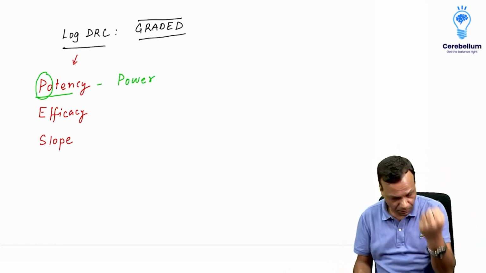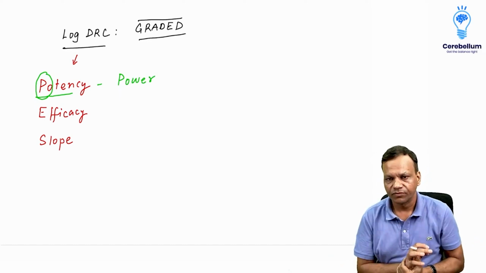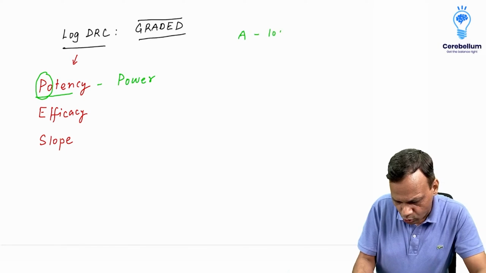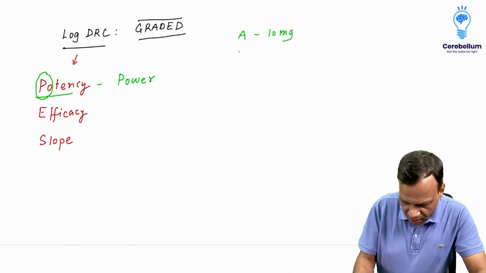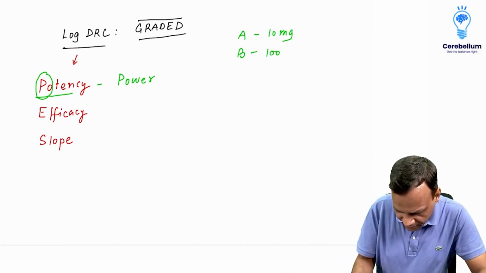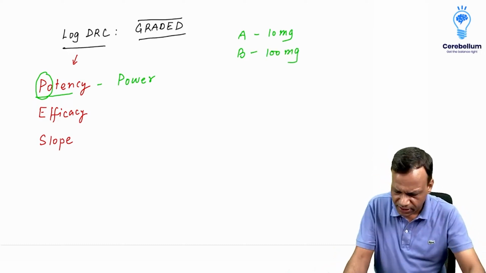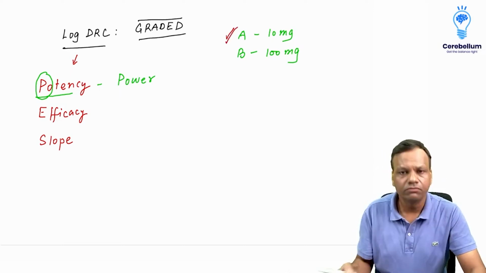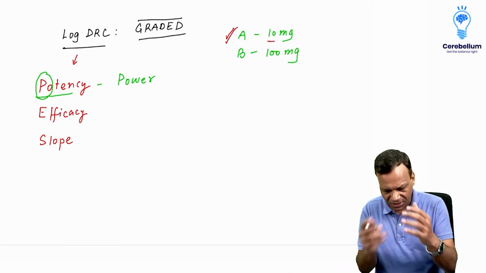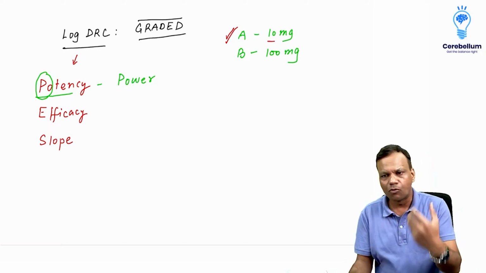Power means suppose we have two drugs, both are used to increase blood pressure. One drug A, it can increase the blood pressure by giving a dose of 10 milligram, whereas a drug B increases the same amount of blood pressure when we give 100 milligram. So which drug is more powerful according to you? So obviously this drug is more powerful. Why A is more powerful? Because we require lesser dose. So that means the drug which produces similar response at lower dose is more potent.